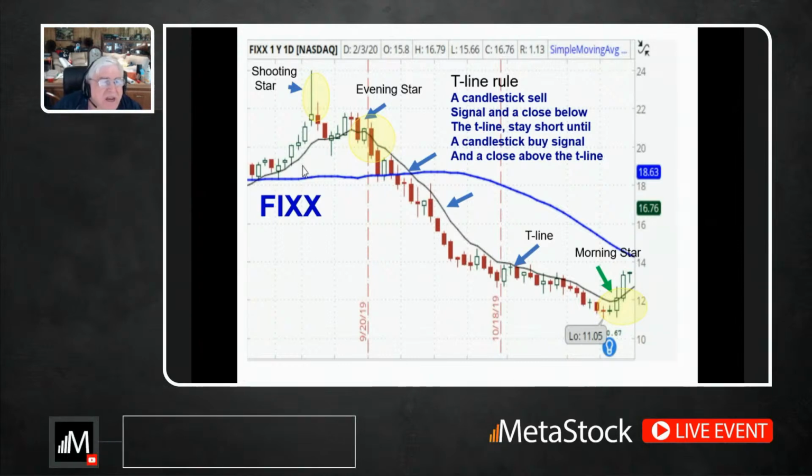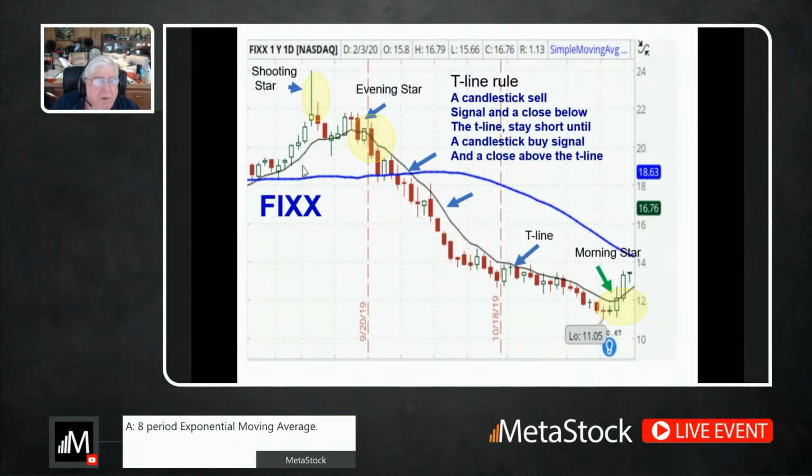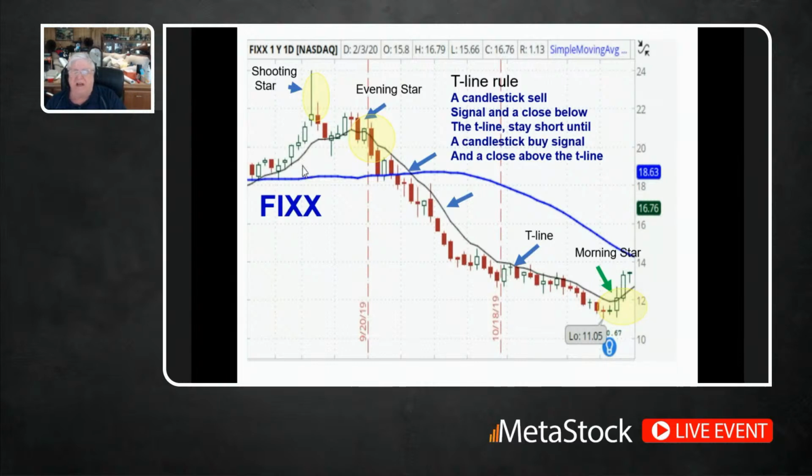But what is a T-line? It's a proprietary indicator. It's the 8 exponential moving average. We call it the T-line because we couldn't figure out whether we wanted to call it the trigger line, the trade line, so we just use the T-line. So you put the 8 exponential moving average on your chart just like you would the 50-day simple or the 200-day simple.